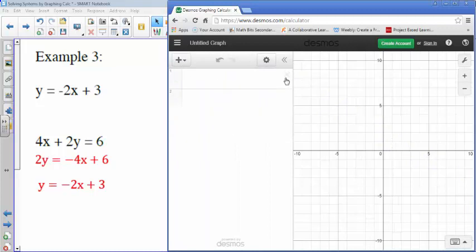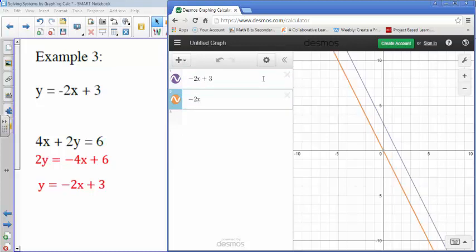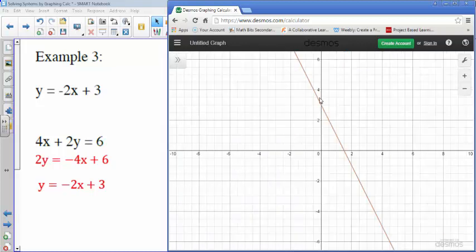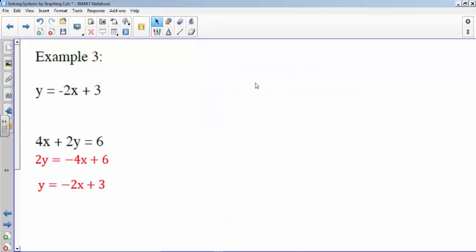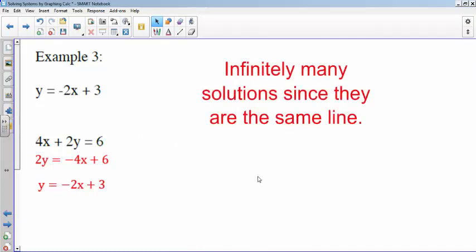I'm going to clear out what we already had in there. In y1, we're going to do negative 2x plus 3. And in our other one, we're going to do negative 2x plus 3. Now, you'll notice that they're the same exact equations, first of all, once we solve them both for y. And when we graph them, they overlap. So they're just two lines on top of each other. If you have two lines on top of each other, that means that they're going to intersect infinitely many times. So when we go to write our solution, we are just going to say that there are infinitely many solutions since they are the same line.